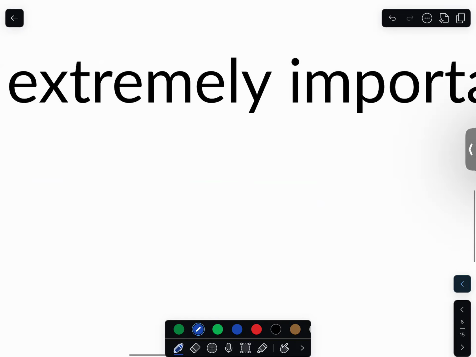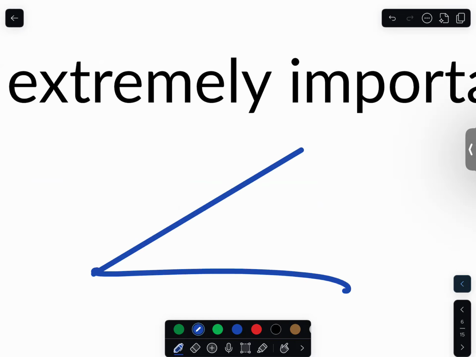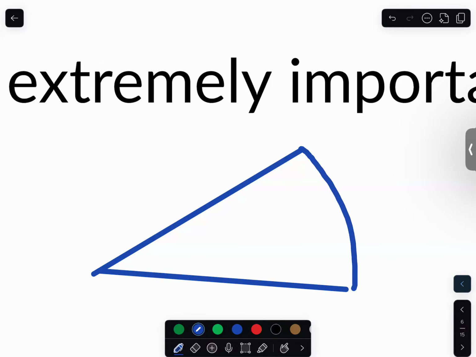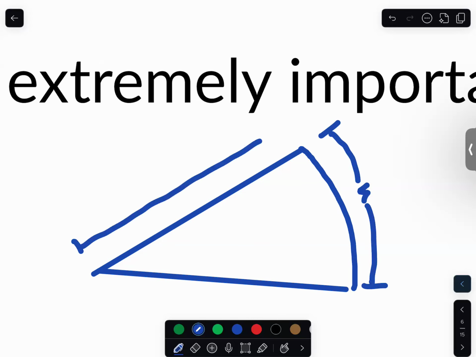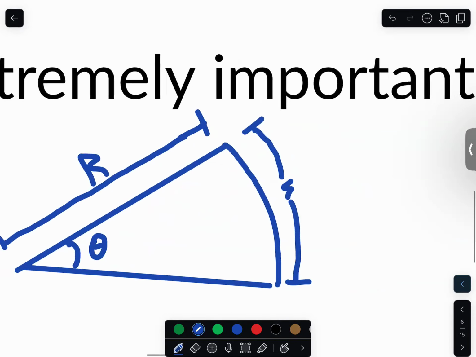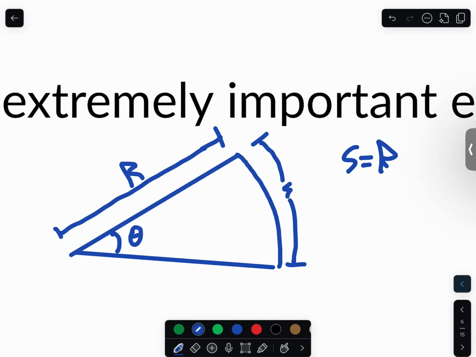Here, picture a slice of pie. Here's its crust. The size of the crust, the radius of the pie, and this interior angle, if you measure it in radians, not degrees, is this formula. S equals R theta. The crust equals the width of the pie times the angle of the pie, if you measure in radians.